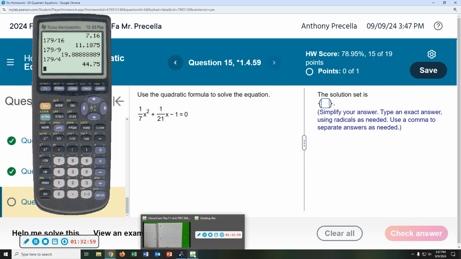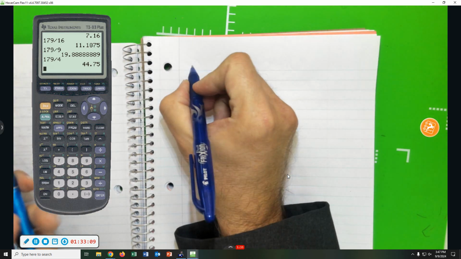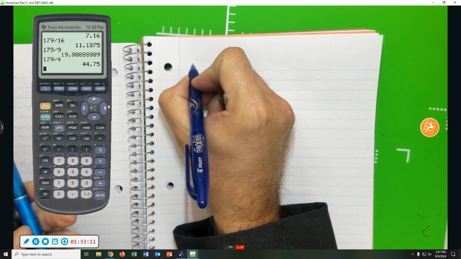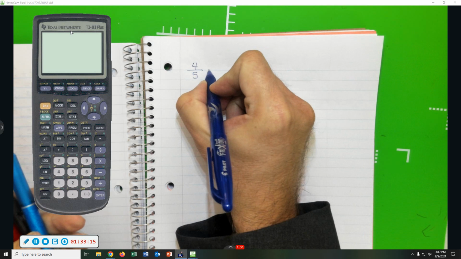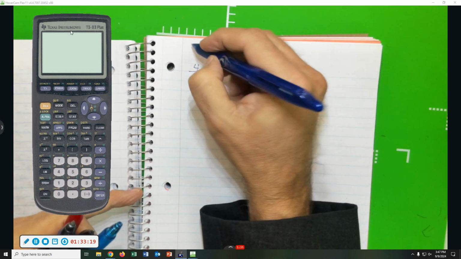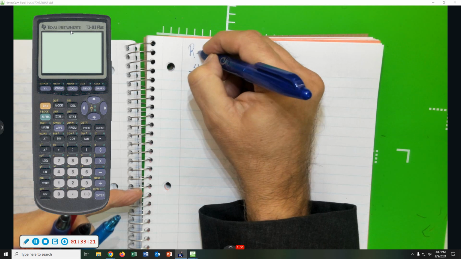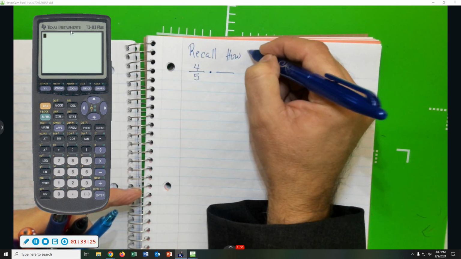But before we do that, let's review cross multiplication of fractions. When you're multiplying fractions, if you have something like this, 4 over 5. Put a little title up there, something like recall fraction multiplication. How to multiply fractions.